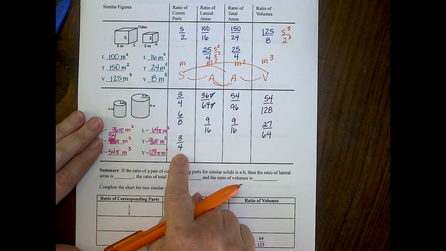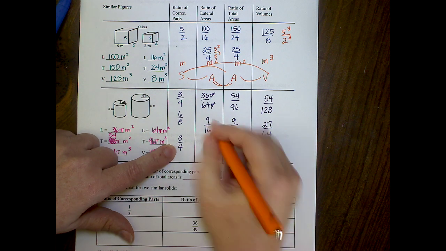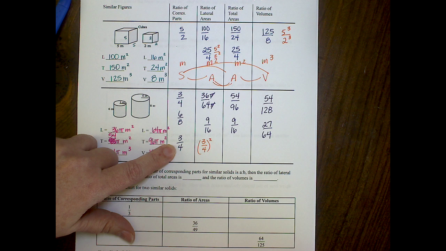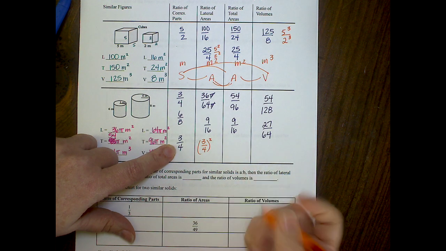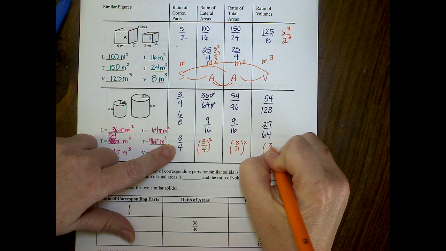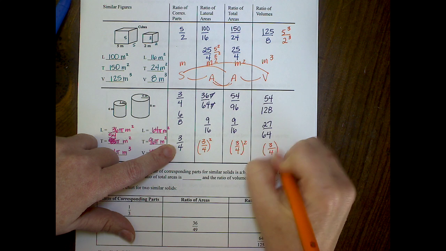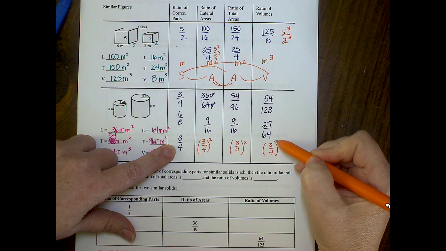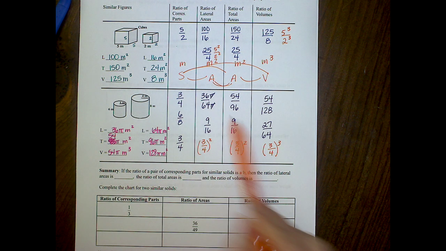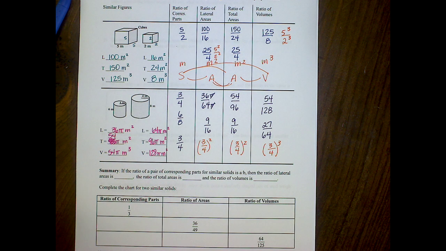Notice we have the same thing here. Our sides were 3/4. Our areas were 3/4 squared, 3 squared and 4 squared, which was 9/16. That happened with both of them. And our volume is 3/4 cubed. 3 cubed is 27, 4 cubed is 64, and that pattern always happens. So if you remember the units of measurement, it will help you keep up with what you're supposed to do with each of the numbers.